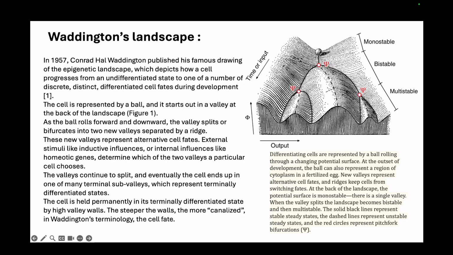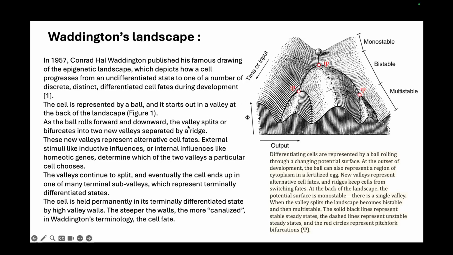So the cell is represented by the ball, and it starts out in a valley at the back of the landscape, which is here. As the ball rolls forward and downwards, the valley splits or bifurcates. So at this point it bifurcates. So here is where the bifurcation plots are useful. In this system, after this point there are 2 points of stability. When the cell has reached this point, it has 2 options. It can go to this point of stability, or it can go to this point of stability, right?